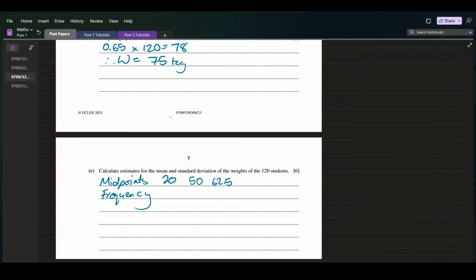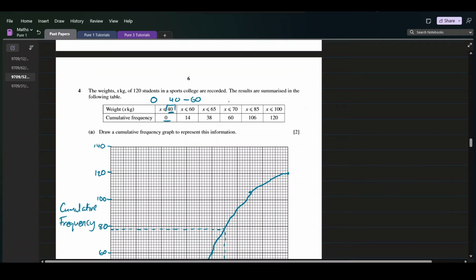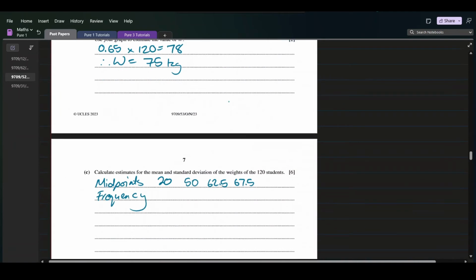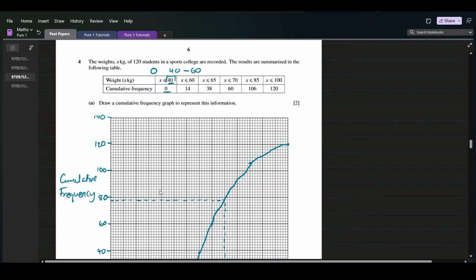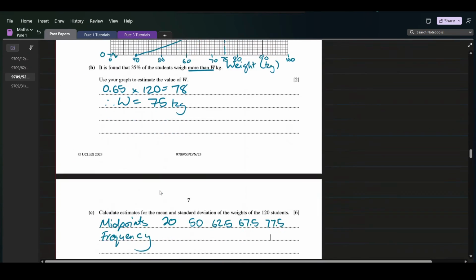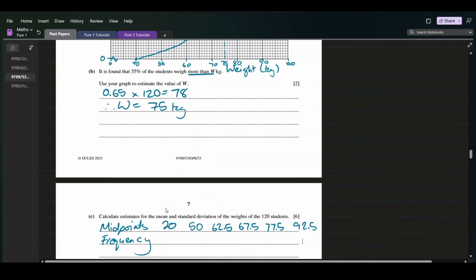So that's 67.5. And then our final class, no, rather our second from last, that's 70 and 85. And half of that would be 77.5. And then for our final class, that's 85 and 100, which is 92.5. And then we also need to find the frequencies.